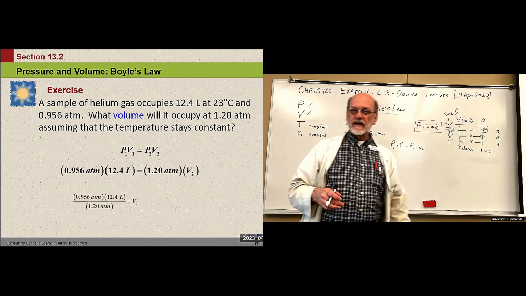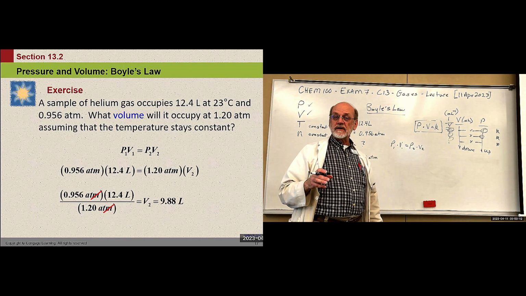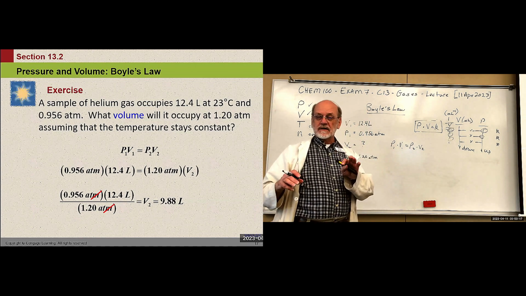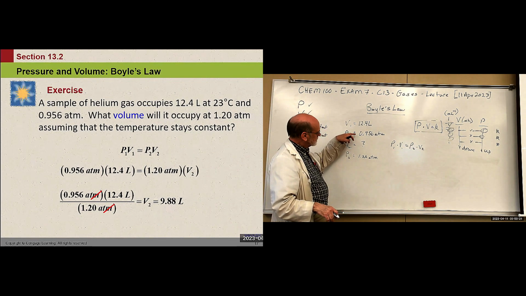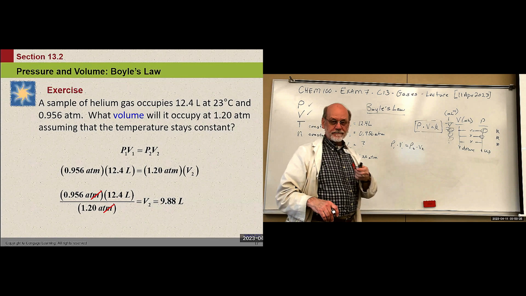So here we go. Solve it for volume, the after volume, before conditions, after conditions, 9.88 liters. So increase the pressure, we have decreased the volume. All right.